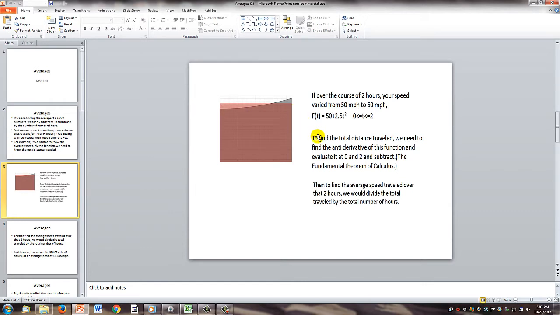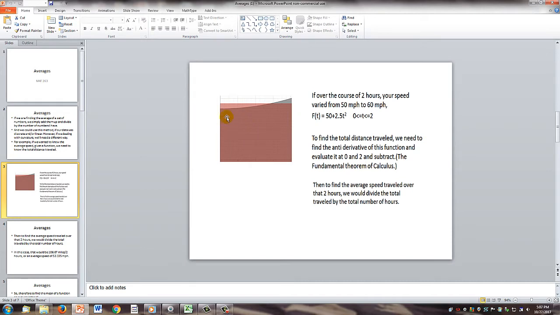This is a velocity curve, and so to find the total distance traveled, you could take the antiderivative of this function and evaluate it at 0 and 2 and then subtract using the fundamental theorem of calculus. That would give us the area under this curve. So given a velocity function, you can take the antiderivative and find the total distance traveled. Well then, if you know that you went from 0 to 2 hours, then you would just take that total distance traveled and divide it by 2.